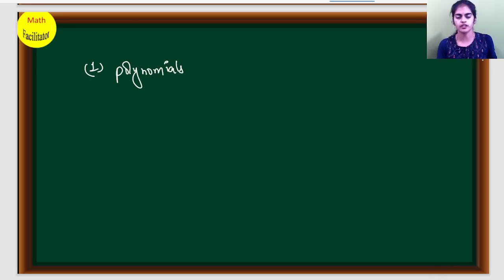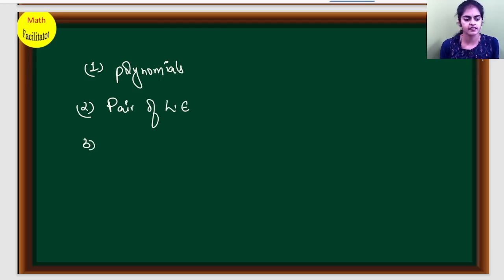Let me first tell you what the different graphs are which we are going to discuss in this session. Firstly, we shall discuss the graph of polynomials, and I'll tell you the trick of how to draw the graph. Then the graph of a pair of linear equations, and the third type of graph is the ogive curve, which is from your statistics chapter.